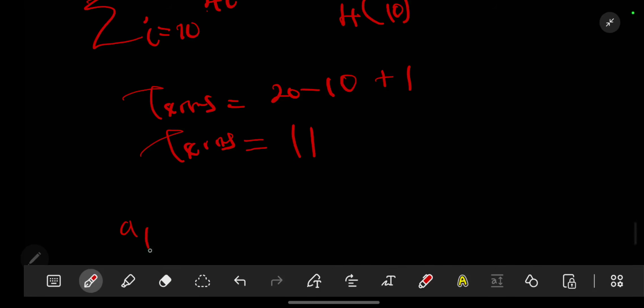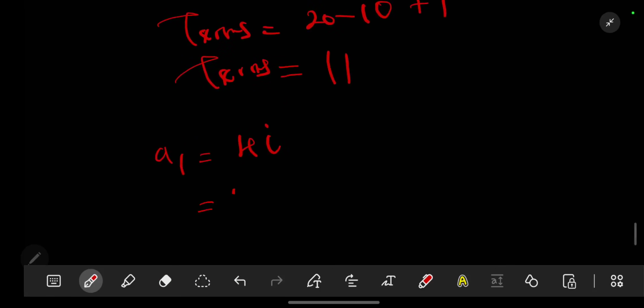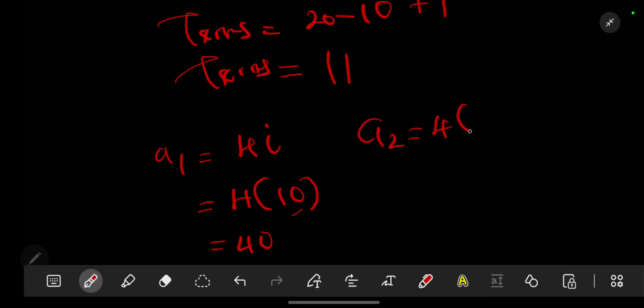So our a1 should be equal to our 4i, beginning at 10, so it will be 4 times 10, which will be equal to 40. A2 will be equal to, the i will tend to 11, so we have 4 times 11, which will be equal to 44.